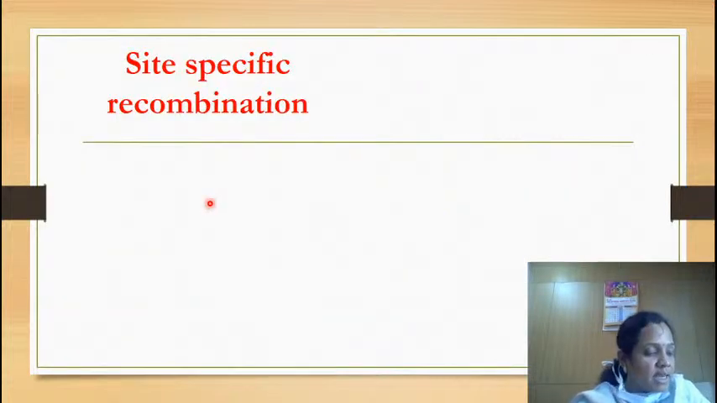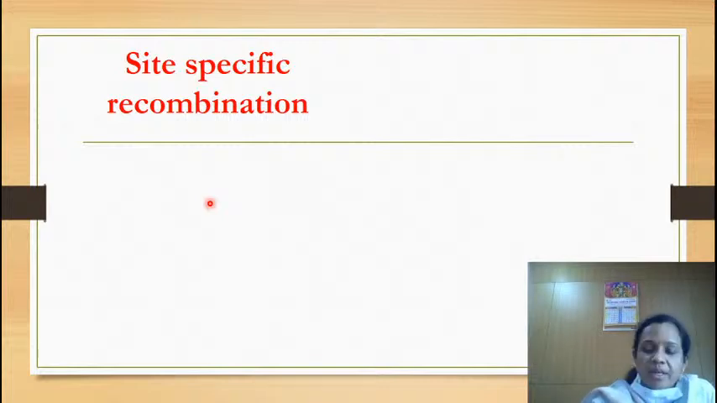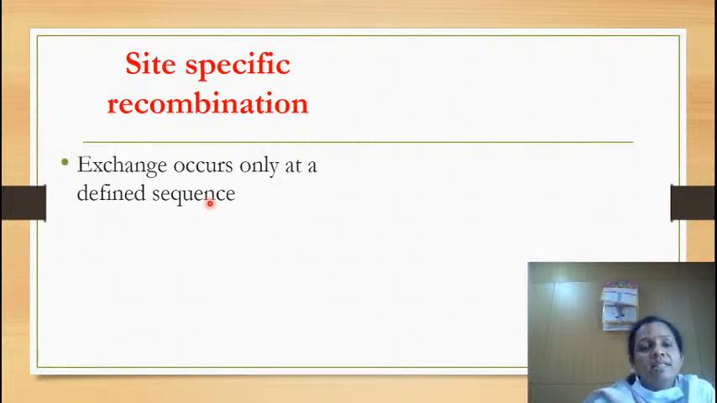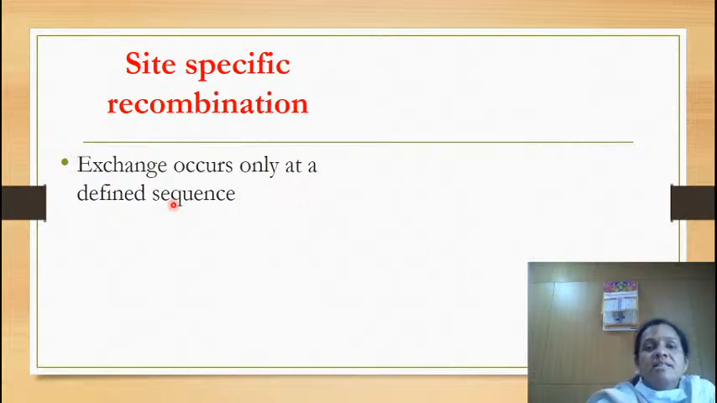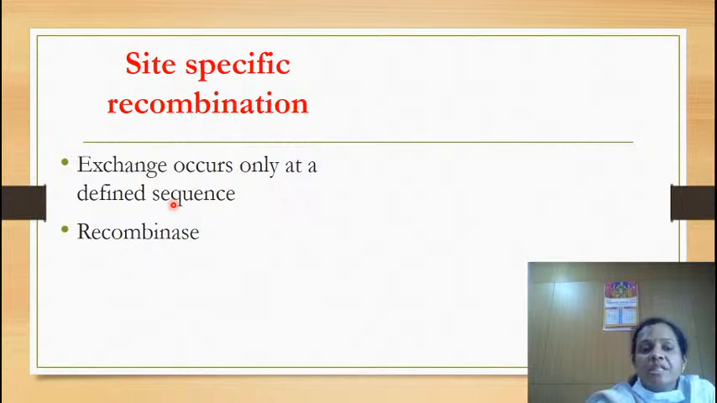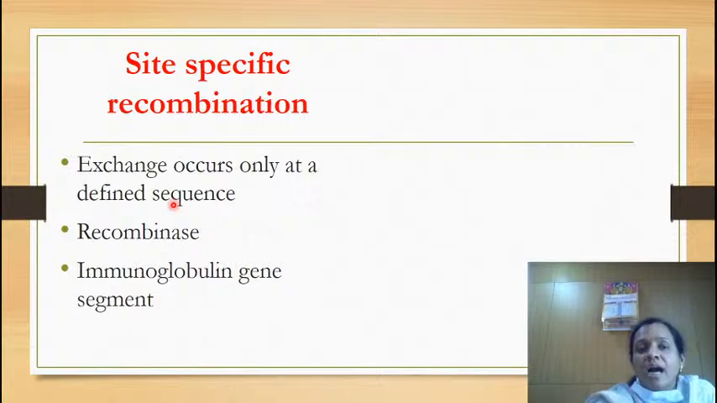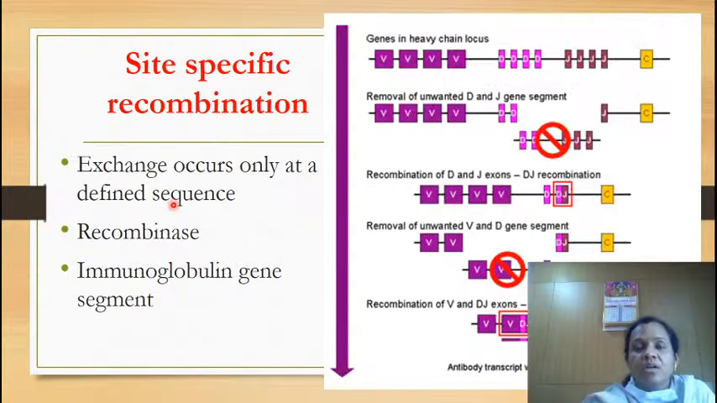Next is site-specific recombination. Site-specific recombination occurs when there is exchange only at a defined sequence. When the exchange is exactly at a defined sequence, then there is site-specific recombination. The enzyme that is required in this process is called recombinase. Immunoglobulin gene segmentation usually occurs by site-specific recombination.